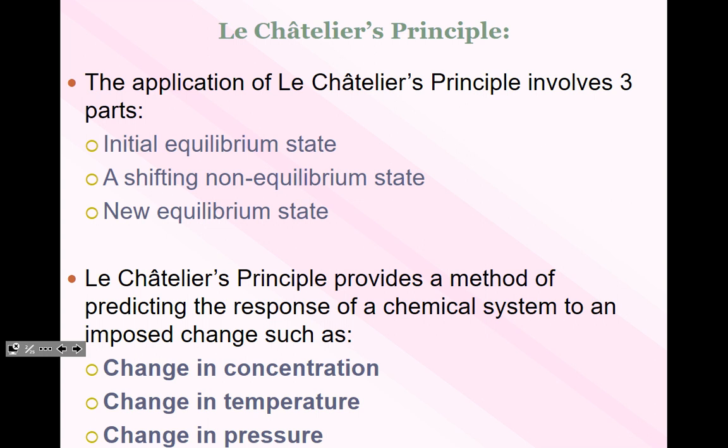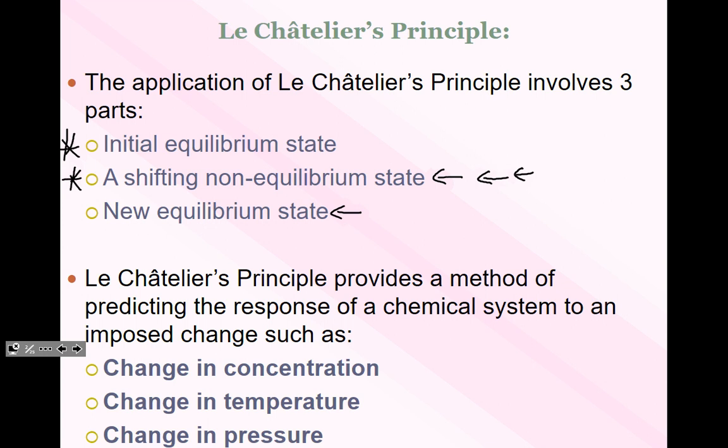Okay, so the application of Le Chatelier's principle involves three parts. We're looking at the initial equilibrium state, right? So before anything happens, a shifting non-equilibrium state. So here we're going to change it up. We're going to add something, take something away, increase the temperature, increase pressure or decrease pressure. And then once we've changed it, once we've added something to whatever we're looking at, we're going to have a new equilibrium state.